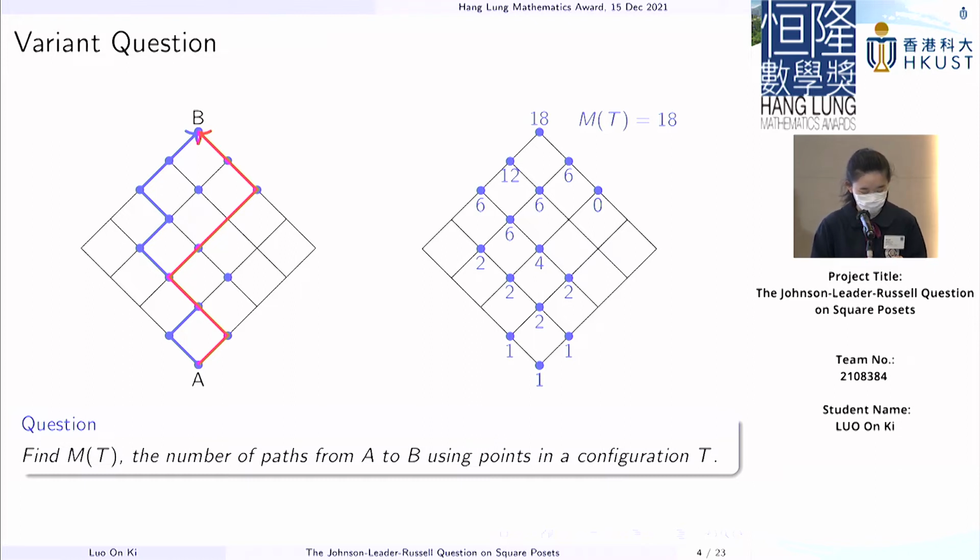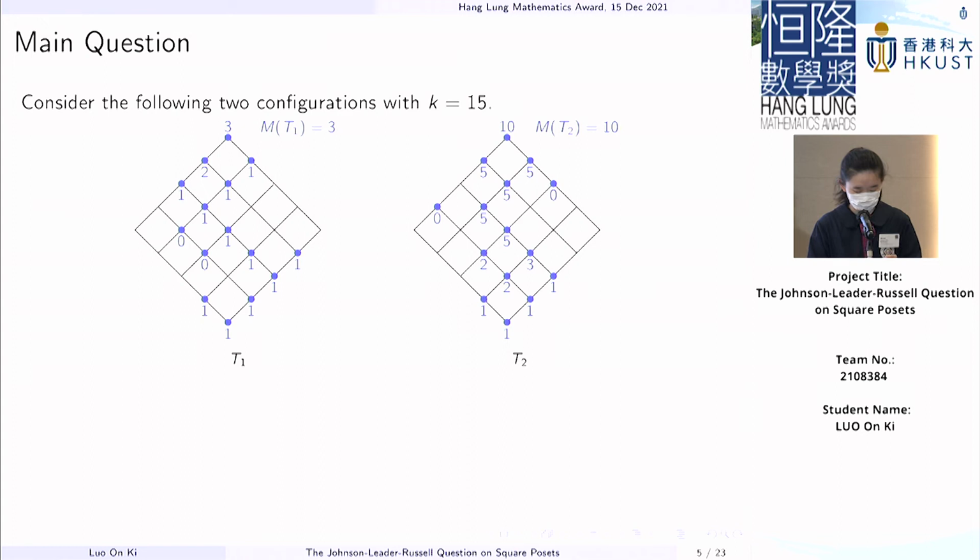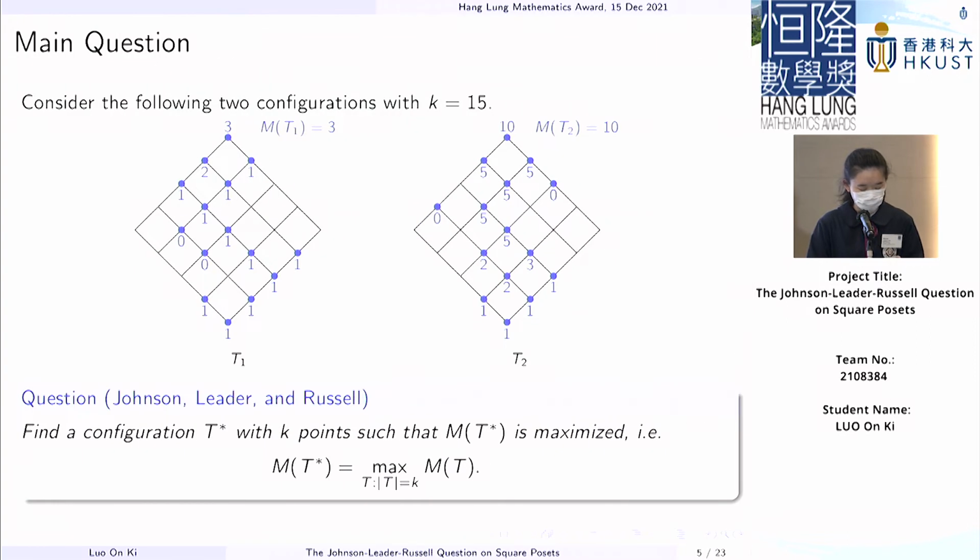Using these notations, we proceed to state the main question in the paper. Considering the following two configurations, we see that m_t1 is equal to 3 and m_t2 is equal to 10 while they have the same number of selected points. So we wonder, how can we arrange the points on the grid so that the total number of paths is maximized? This is actually the Johnson-Little-Russell question. Given integer k, we want to find a configuration t star with k points such that m_t star is maximized.